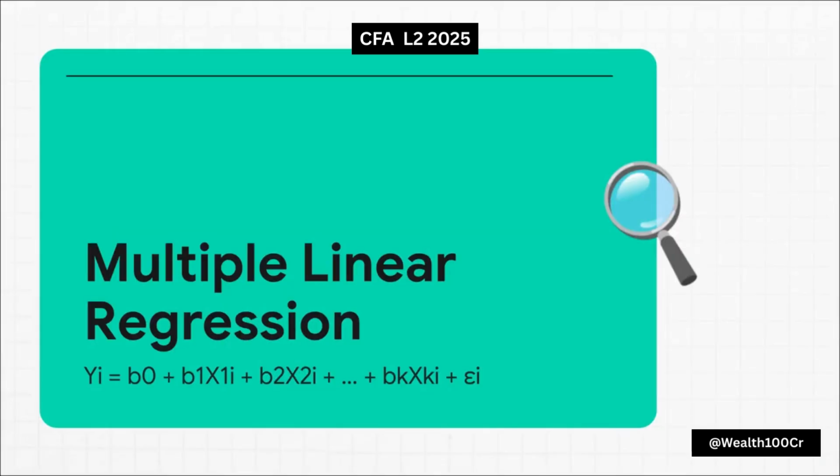And here it is, our shiny new tool, multiple linear regression. Now, don't let the equation freak you out. All it's saying is that we can explain our main variable, let's call it y, like a stock's return, by looking at the combined impact of a bunch of other variables, all our x's, at the same time. This thing is the absolute workhorse of quantitative finance.